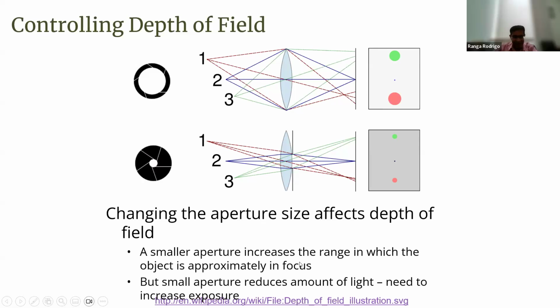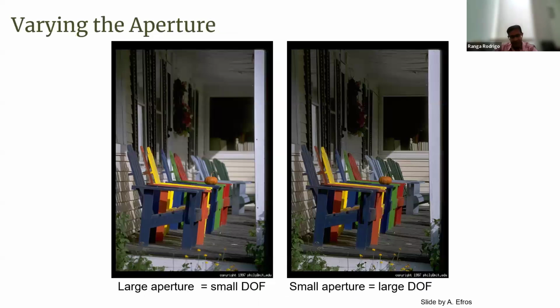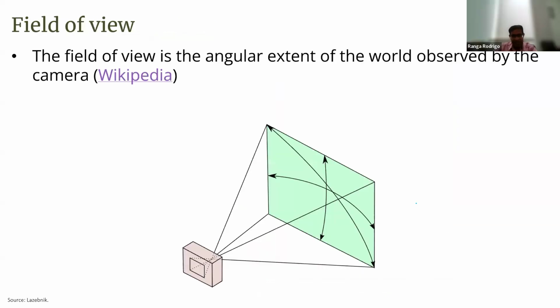So you can see a small aperture increases the range in which the object is approximately in focus, but a small aperture reduces the amount of light, so you need to increase exposure. So you cannot do landscape photography during the late evening. You have to do it with a lot of light in the scene. Otherwise, you have to increase ISO, and when you increase ISO, your image looks grainy. You can see here the small depth of field and the large depth of field. Here all the lines are in focus; here only maybe that part is in focus.